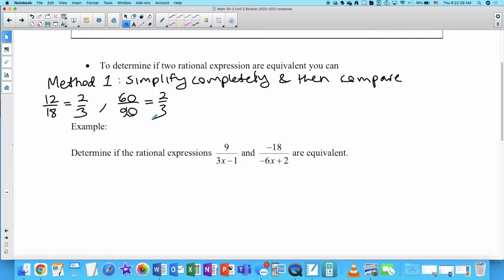Okay. The second thing that you can do, and sometimes this actually can be faster, is you can multiply each, sometimes both, sometimes just one of the rational expressions by a convenient version of one to see if you can get it to equal the other. Okay?